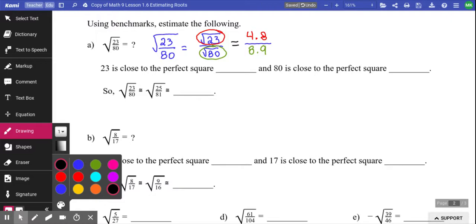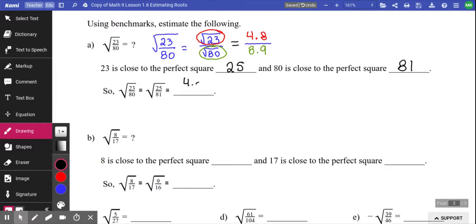Below, they've kind of described that, right? So we're going to fill in the blank a little bit. It says 23 is close to the perfect square of 25, and 80 is close to the perfect square, 81. Therefore, we can break those apart, and we're going to come up with 4.8 divided by 8.9. Okay, so when you have a fraction, just split it into two separate questions, kind of like multiplying with your exponents.